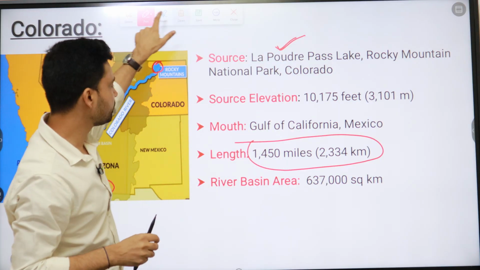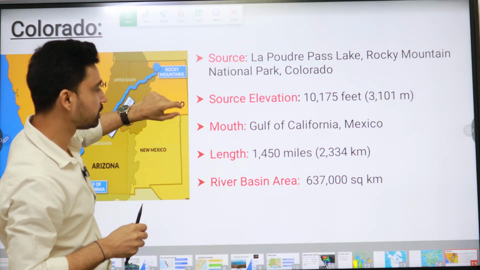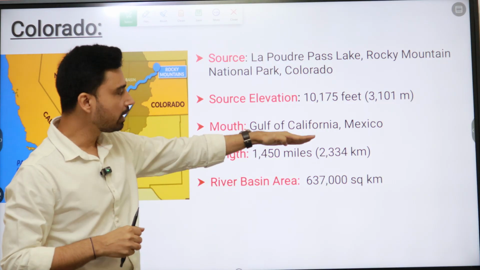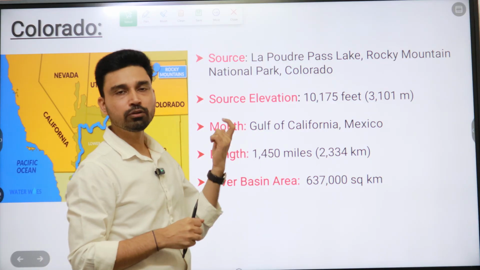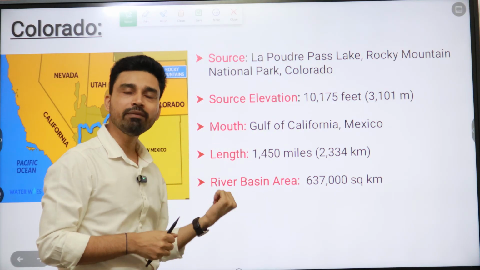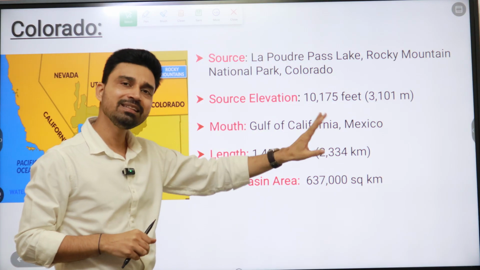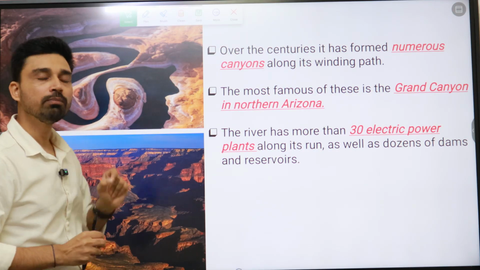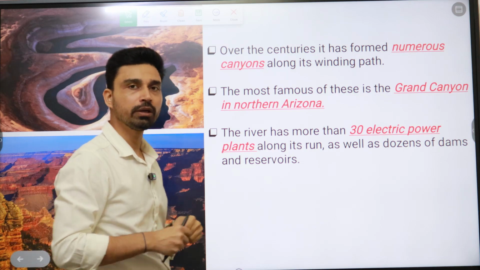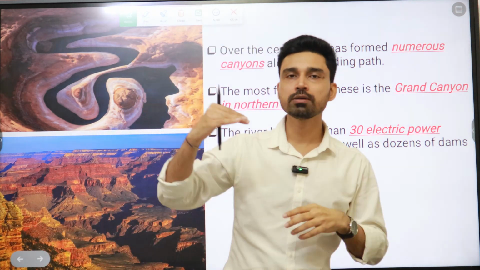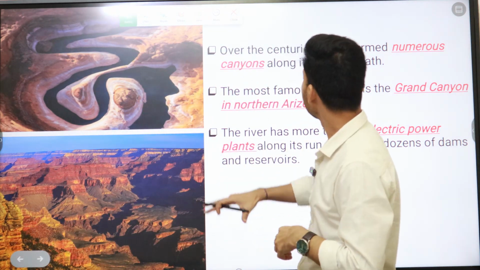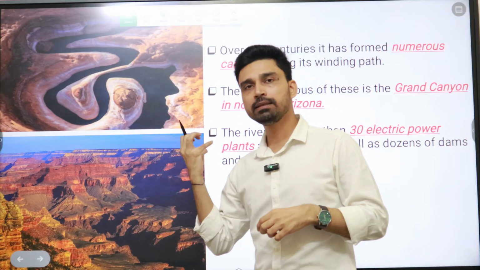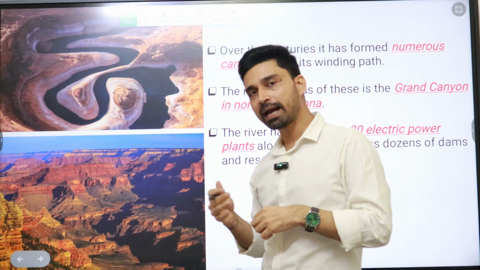Area of the river basin is very large, 637,000 square kilometers. You can compare with the Ganga also, because the length of the Ganga river is 2525 kilometers. Somewhere in the same range you have the Colorado River itself. Now, the most important point about the Colorado River is that when it flows across the Colorado Plateau, it forms a very, very well known and we can call the largest or the grandest canyon in the world.